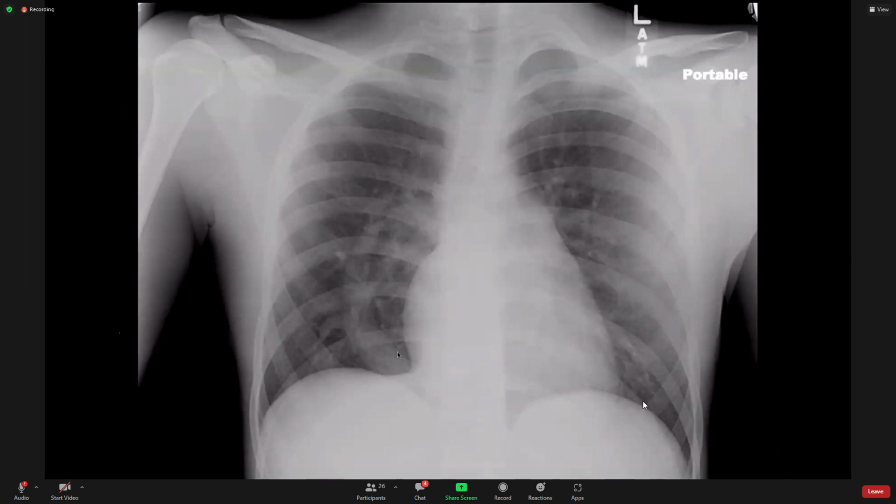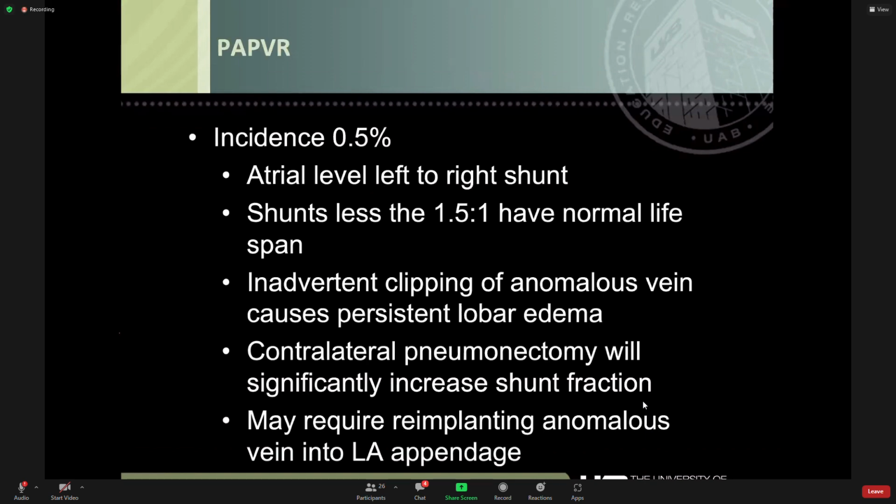Nice big scimitar vein. All right, well, I'm a little over, but not too long. And so that's PAP-Beer. It can be a shunt if the shunt's greater than 1.5 to 1. If the shunt's less than 1.5 to 1, the QP/QS ratio, they have a normal life expectancy. If it's over that, they'll need to fix it.